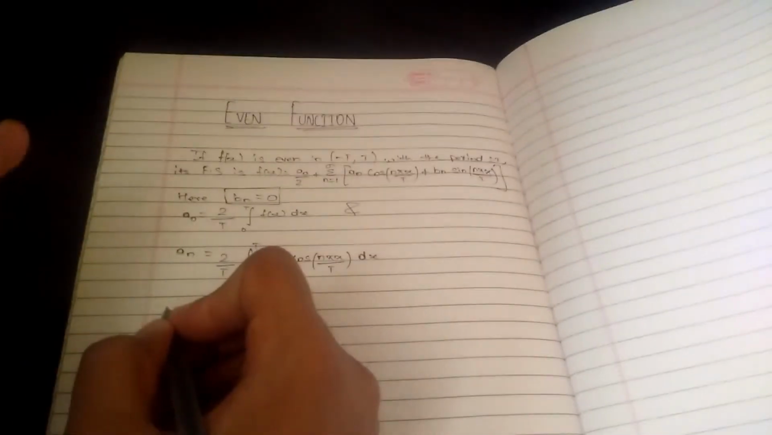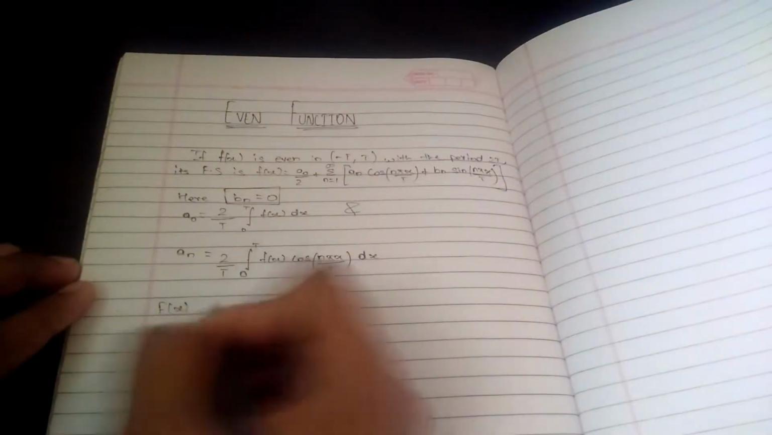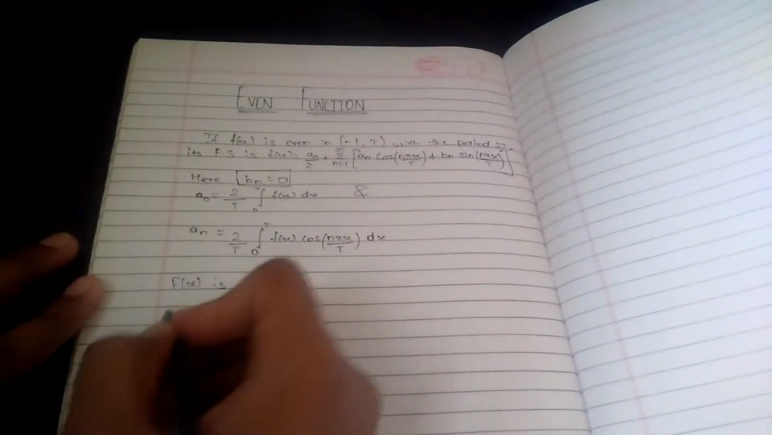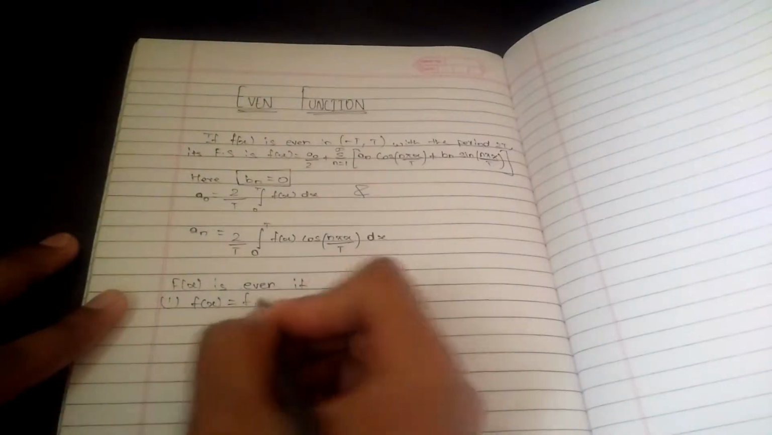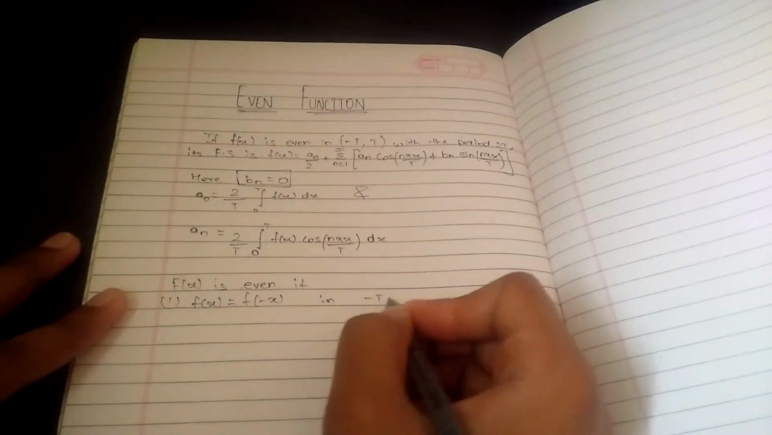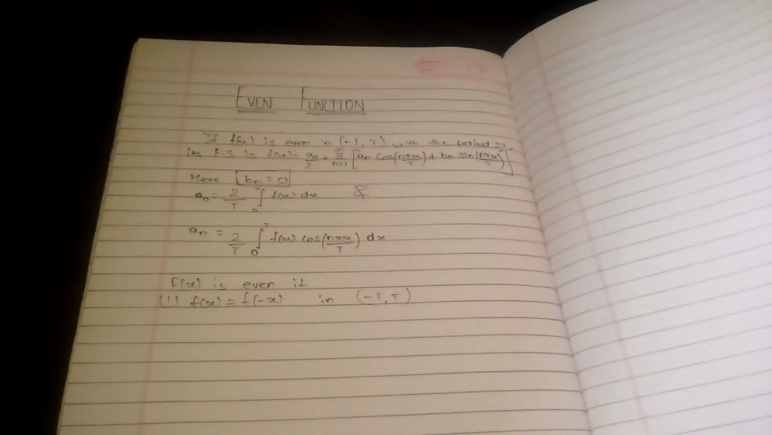Okay, now how to check whether the function is an even function or an odd function? I will tell you how to check it. Now the condition for checking whether the function is even or odd is given as: f of x is even if, first condition, f of x equals f of minus x in the range minus t to t. That is, when we substitute x by minus x, we should get the same answer as when we substitute the function as x. If we get the same answer, then the function is an even function.